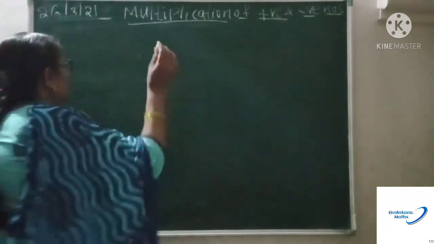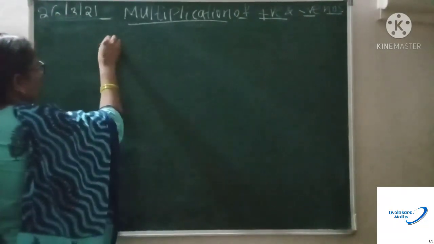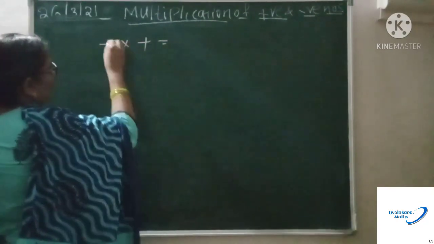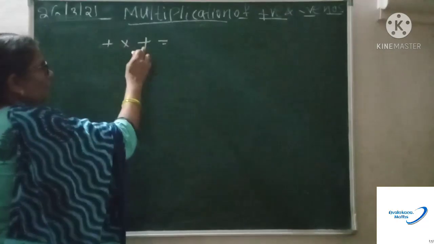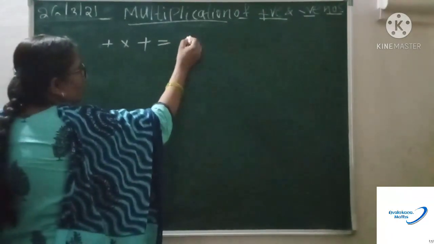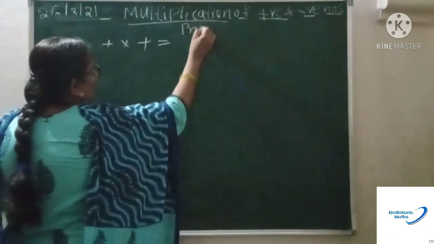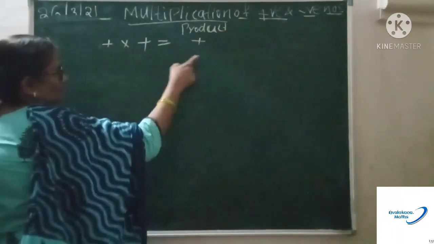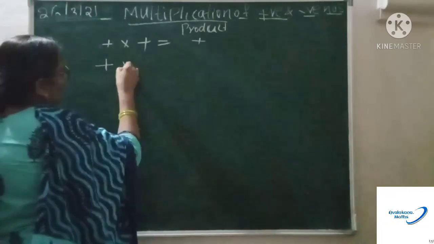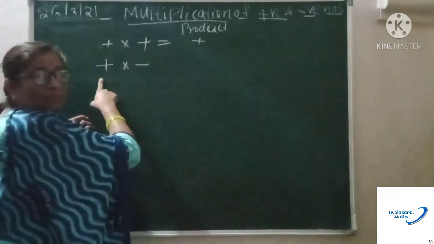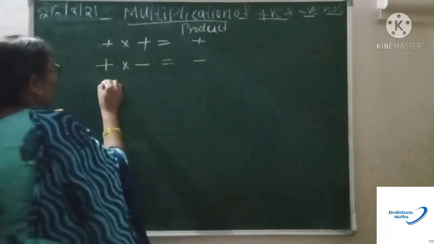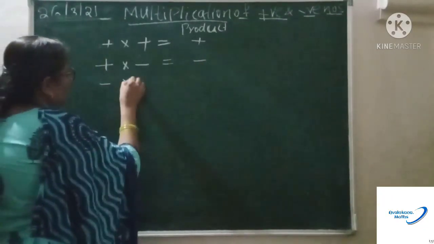Before that, look at a basic chart which we often see. Plus into plus means what? The multiplication of a positive number with a positive number, the product you are going to get is positive. Plus into plus is plus. Plus into minus, that is, multiplication of a positive number and a negative number, the product is in negative form.